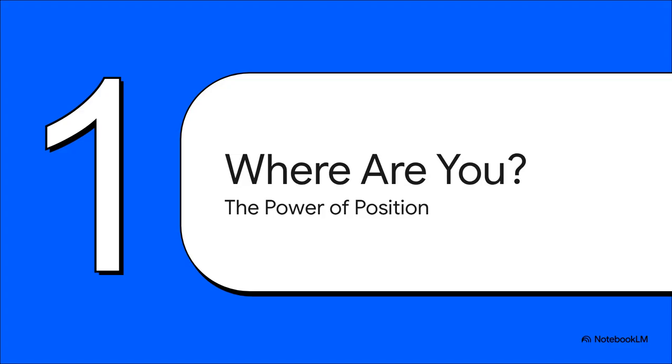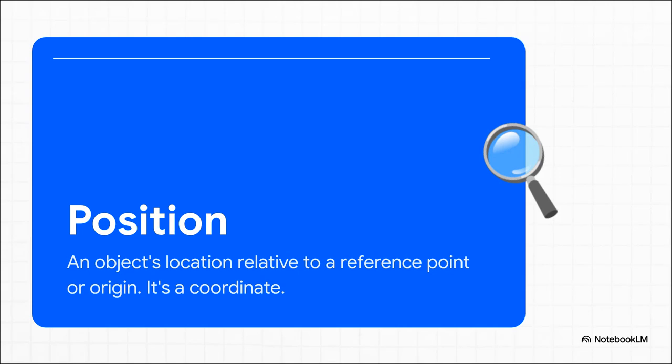So, before we can even start talking about things moving around, we have to agree on how to describe where something is in the first place. And in physics, that all comes down to the idea of position. You see, when a physicist says position, they don't just mean kind of over there. They mean a specific, exact coordinate.